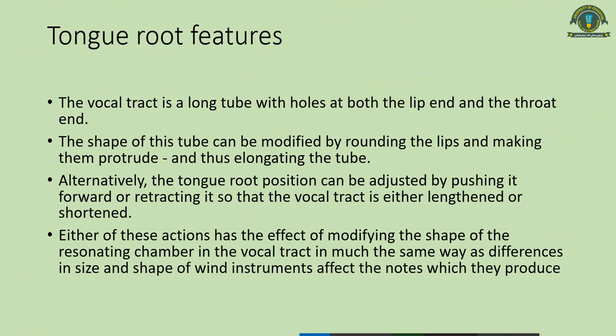Now some tongue root features. Now what are these tongue root features? We will have to read this slide carefully. The vocal tract is a long tube with holes at both the lip and the throat. The shape of this tube can be modified by rounding the lips and making them protrude, and thus elongating the tube. So we can actually modify the shape of this tube. If you are modifying the shape of the tube, you are obviously modifying some of the sound properties as well.